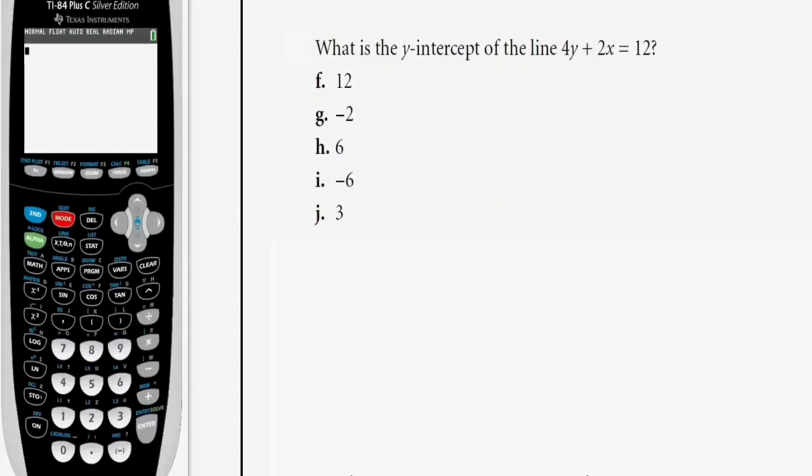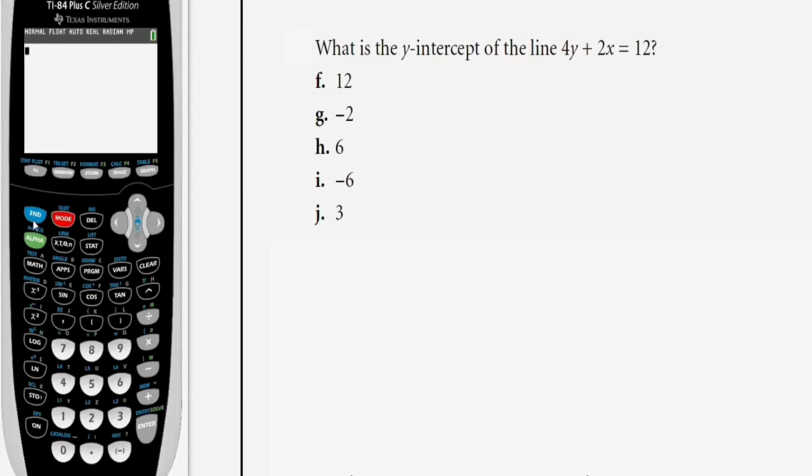In this video, we're going to learn how to solve this ACT Maths question easily and fast using the TI-84 plus scientific calculator. So the question says, what is the y-intercept of the line 4y plus 2x equals 12? Okay guys, this question is very simple with the calculator. Now the very first thing you will have to do on the calculator, we need to reset the calculator to put it on a default mode.